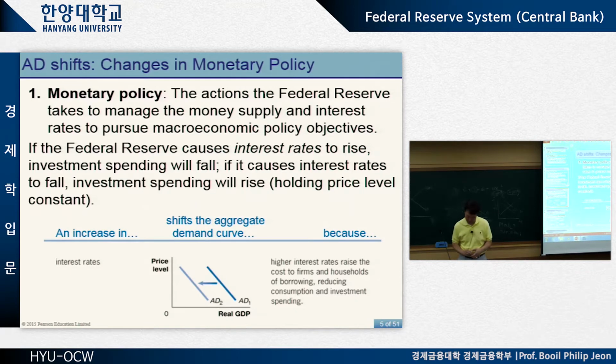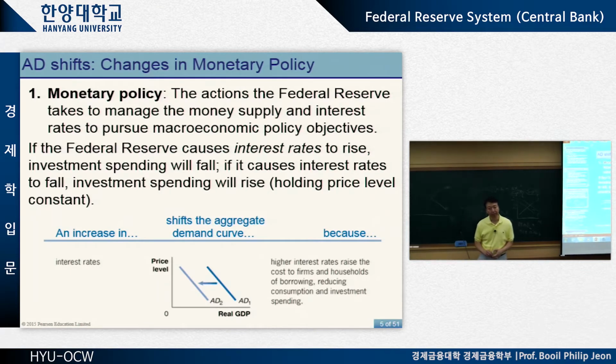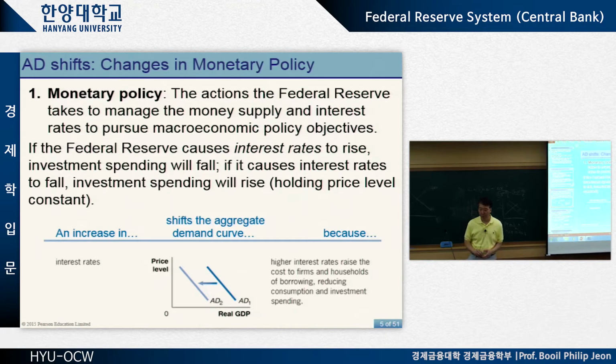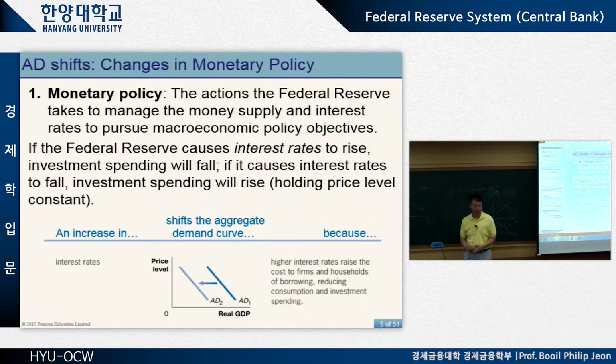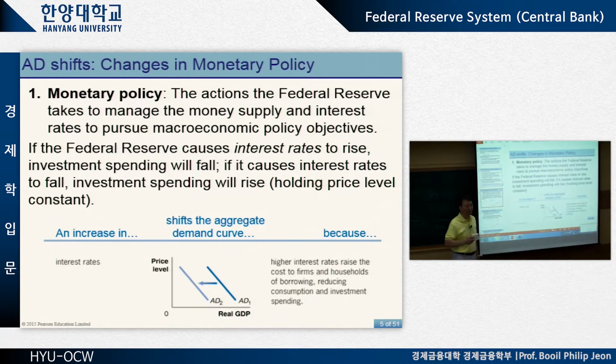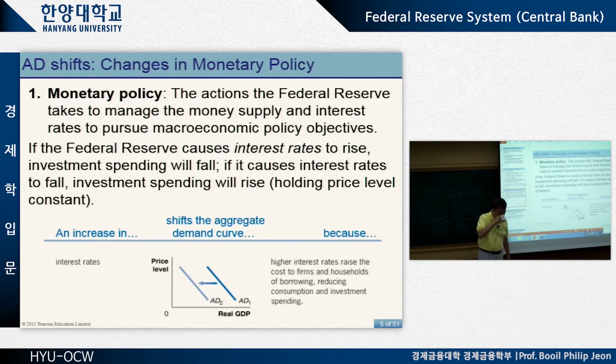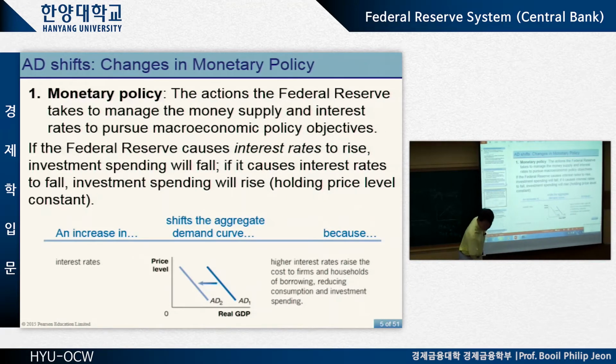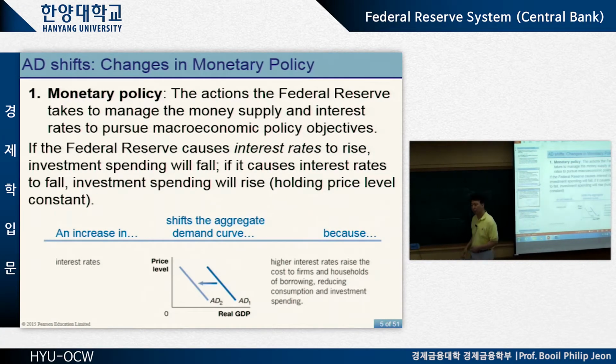Certain things cause the aggregate demand curve to shift. Okay? And here in this chapter, they talk about the monetary policy and fiscal policy. Seems a little bit premature because we didn't really talk about these economic policies yet, right? These are the topics of a later chapter. We might as well talk about these things today.